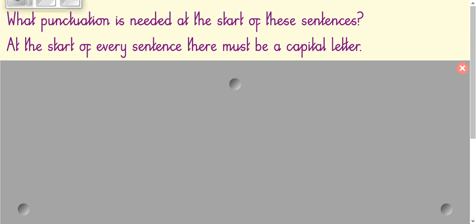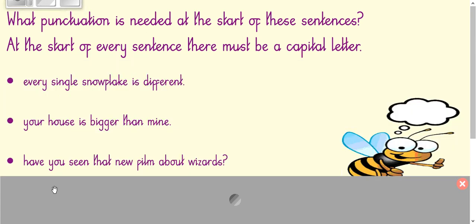At the start of every sentence, there must be a capital letter. Can you have a look at some of the sentences underneath and try and think where the capital letter needs to go?